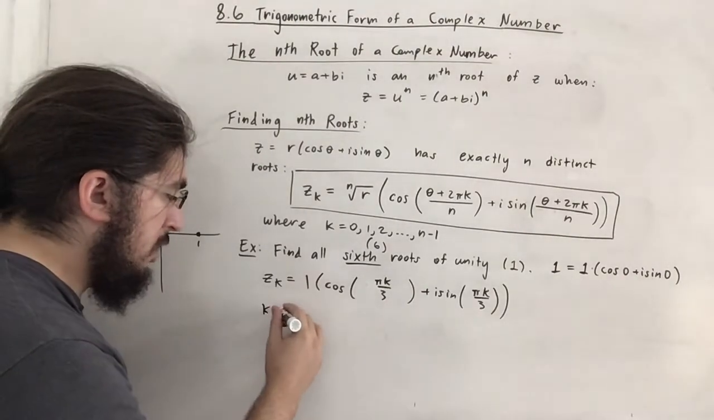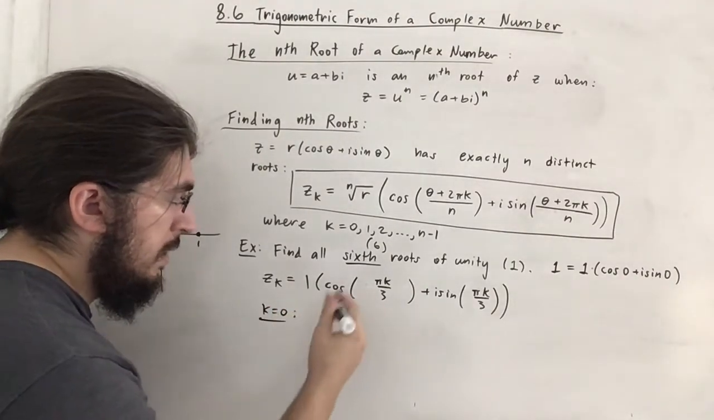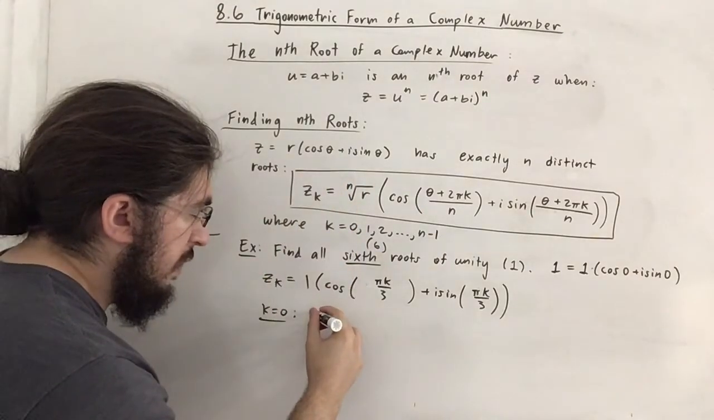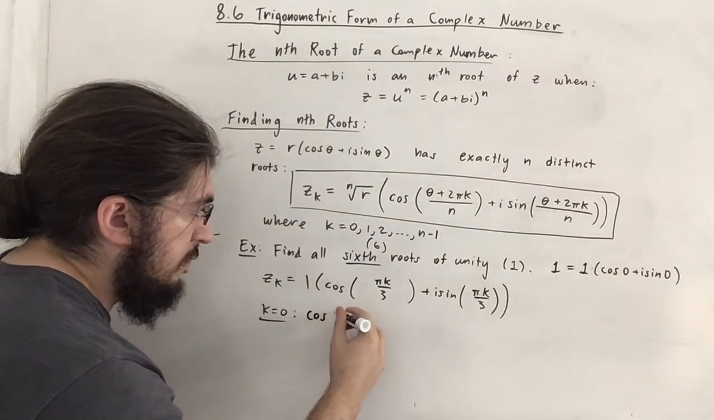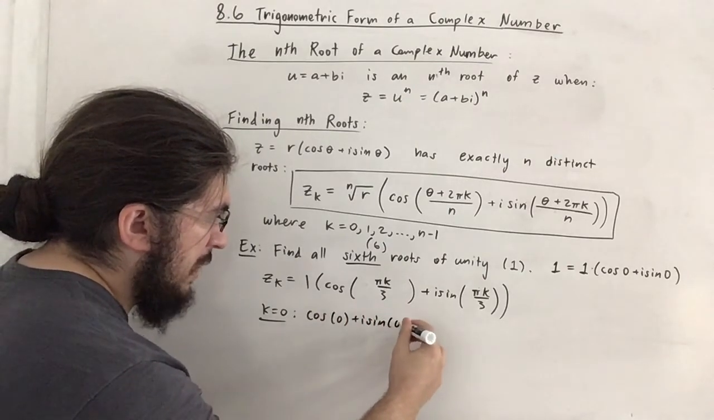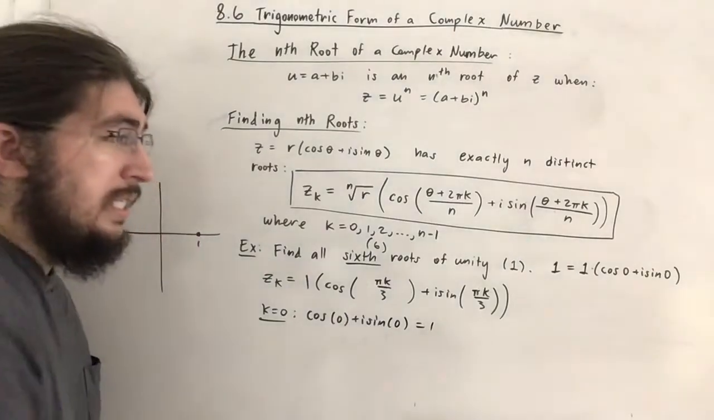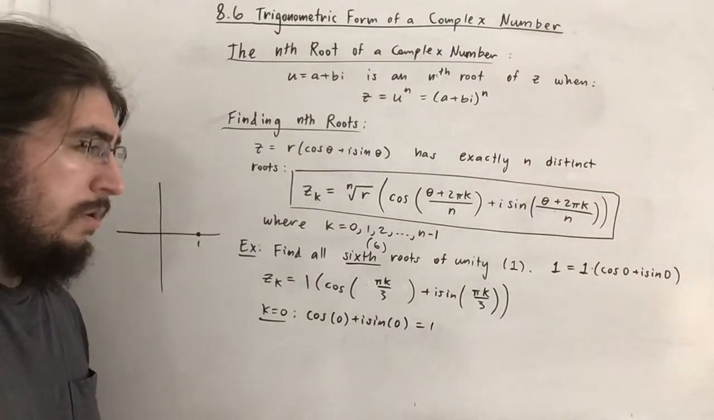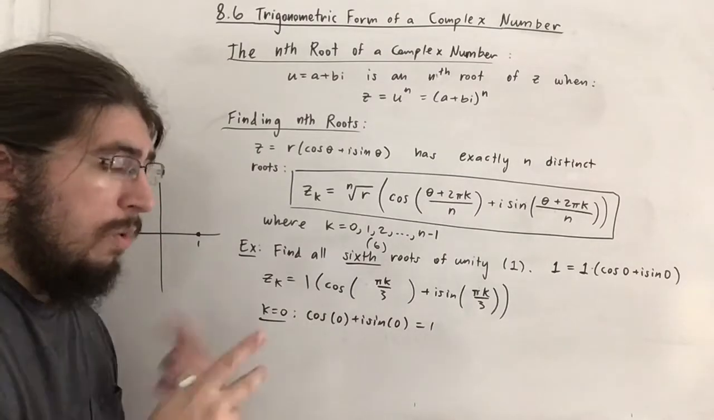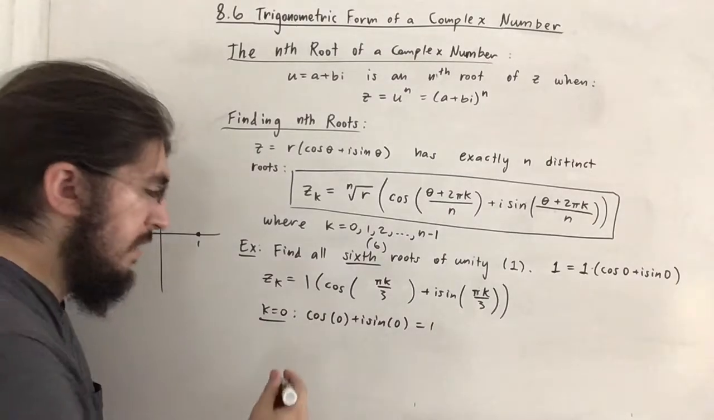So let's see, when k is equal to 0, what do we get? Well, this 1 is negligible because when you multiply by 1, you just get the same thing. So we're going to get cosine of 0 plus i sine of 0, which is back to just 1. And it's true that 1 is indeed a 6th root of unity, or a 6th root of 1, because we already said the real roots for the 6th root of 1 are 1 and negative 1. So we expect to get 1 and negative 1.